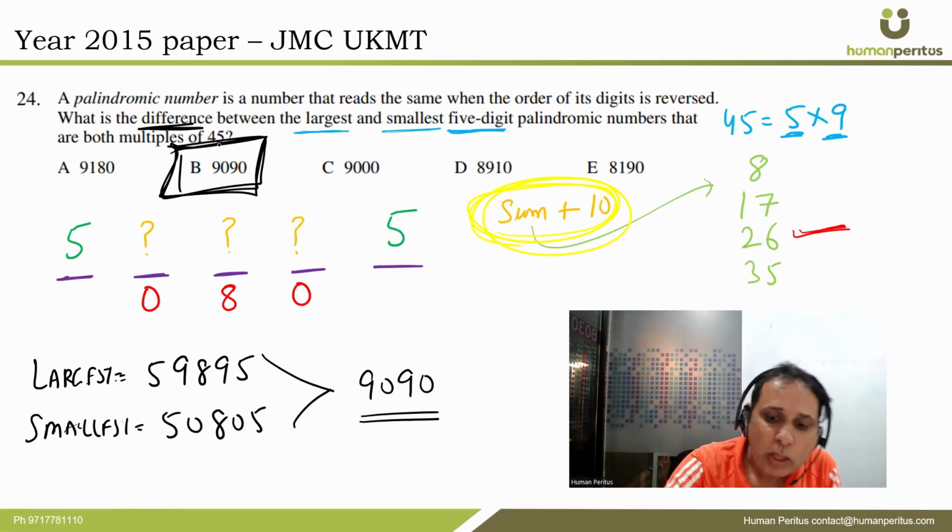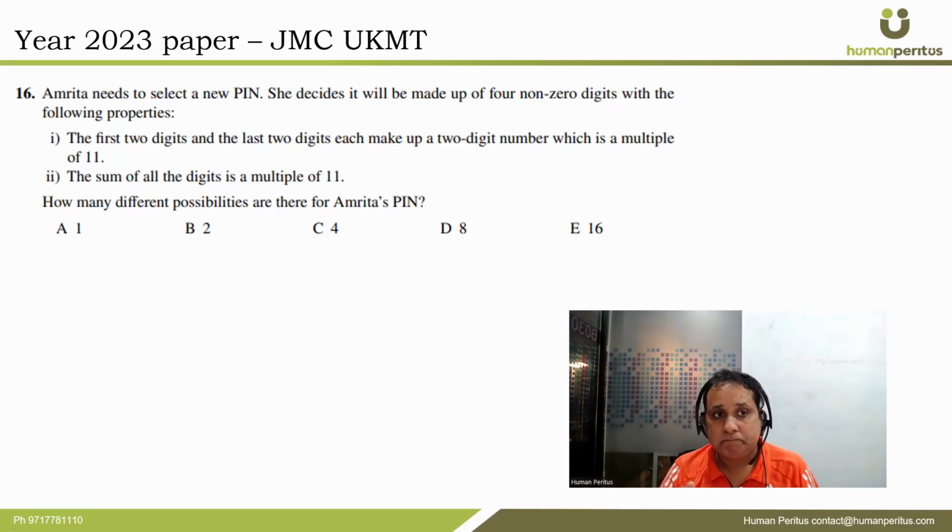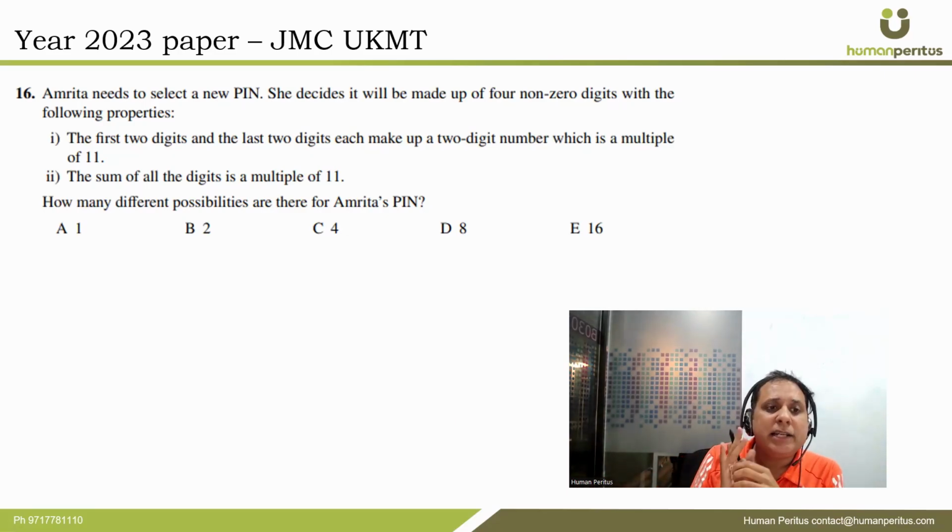Done? Okay. Next one. Amrita needs to select a pin. She decides that it will be made of 4 non-zero digits with the following properties. The first 2 digits and last 2 digits each make up a 2-digit number which is a multiple of 11. Second condition is the sum of all the digits is a multiple of 11.